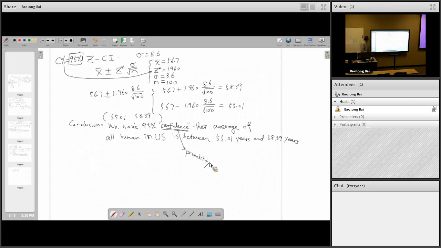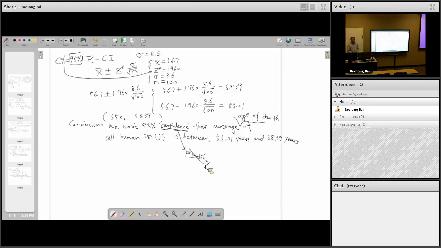So instead of saying confidence, they're saying the population mean, the average age of death. Here it should be specified: average age of death. The average age of death of all humans in the United States has a 95% chance to be between 55.01 and 58.39 years. We don't like that statement.